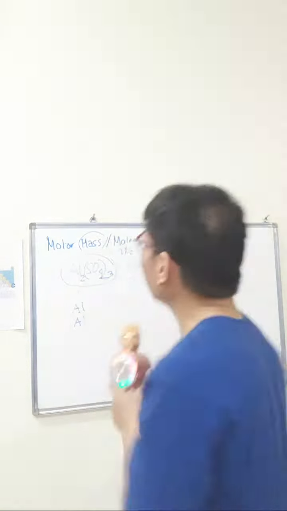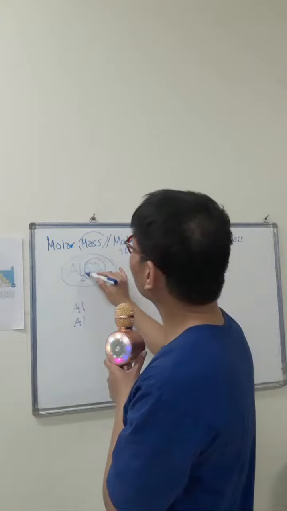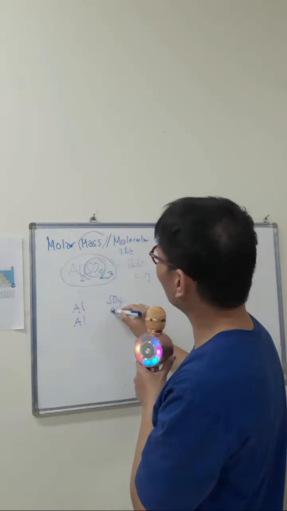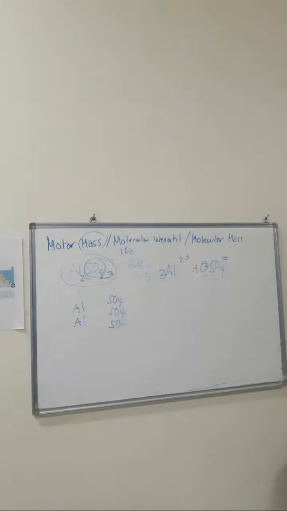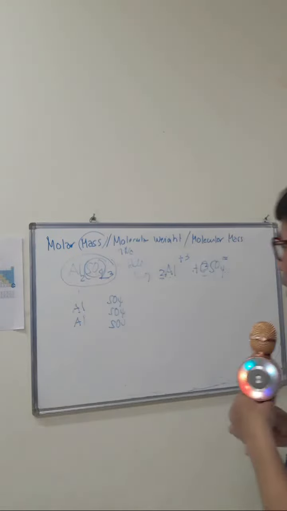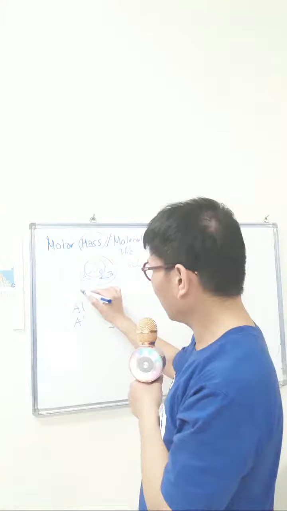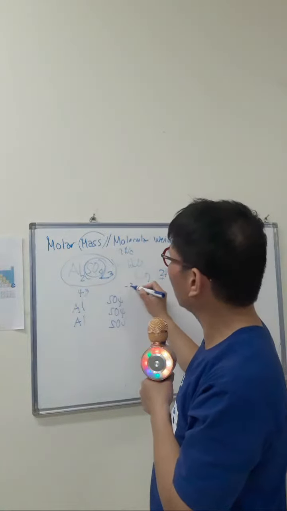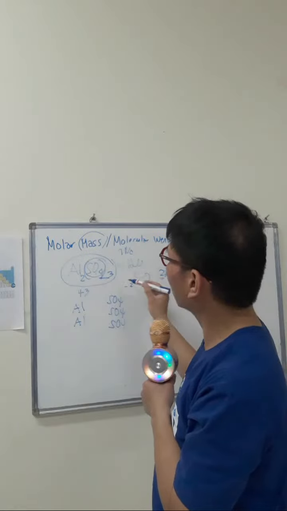Sulfate, there are 3. Sulfate, sulfate, sulfate. Like that. Okay? So, the charge of aluminum is 3, right? And the charge of sulfate is negative 2. You get the point, mga palangga?